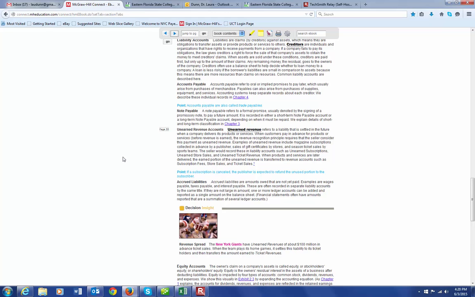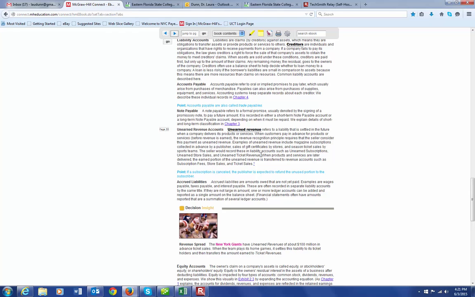And then going back up to the unearned revenue accounts, this is where you have received money in advance for something that you have not yet delivered the product or the service. So when customers pay in advance, the revenue recognition principle requires that you consider it as unearned revenue. You haven't done the work yet. You haven't delivered the product yet. So it's not really considered revenue to you yet. It's a liability, meaning you have to perform the service or provide the product before you actually can consider that revenue.